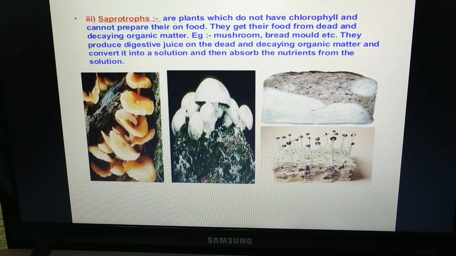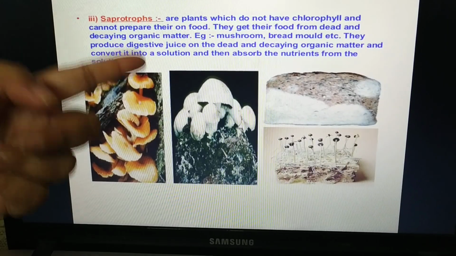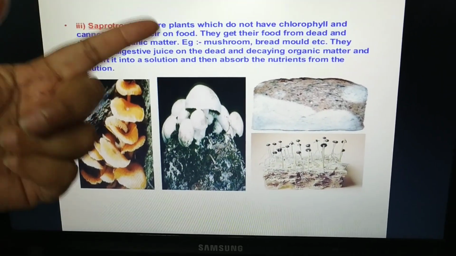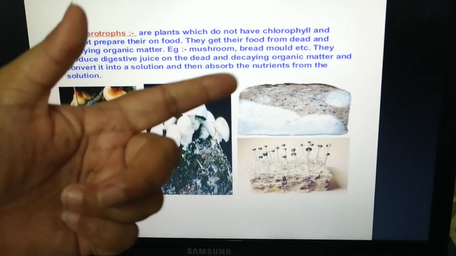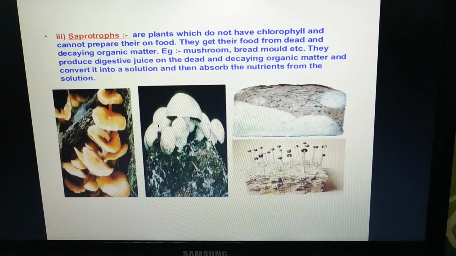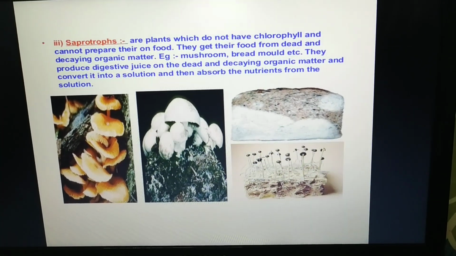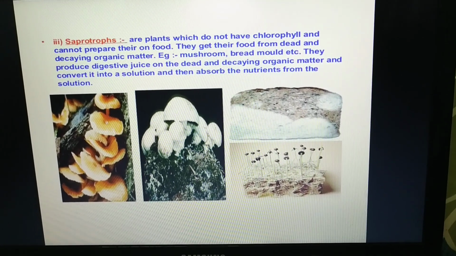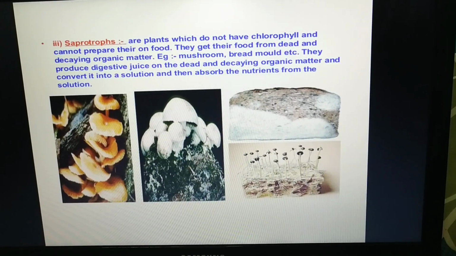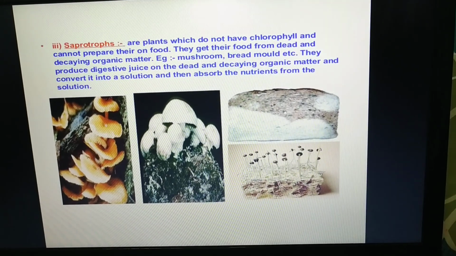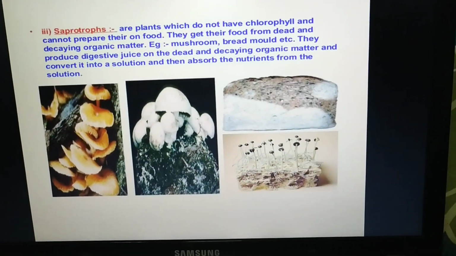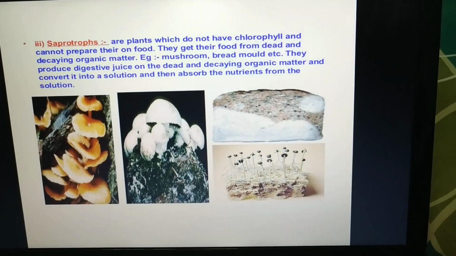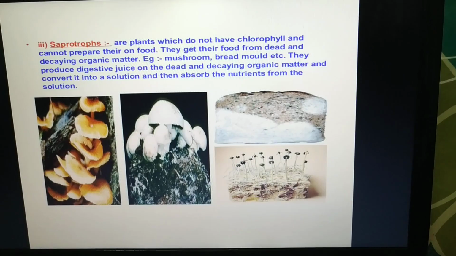That is why they produce digestive juices on their dead and decaying organic matter and convert it into a solution and absorb the nutrients from the solution. They basically feed on dead and decaying material, decompose all those materials and break them down into simpler components. That is how they feed on dead and decaying matter. Examples of saprophytic plants are mushroom and bread mold, which is a fungus.